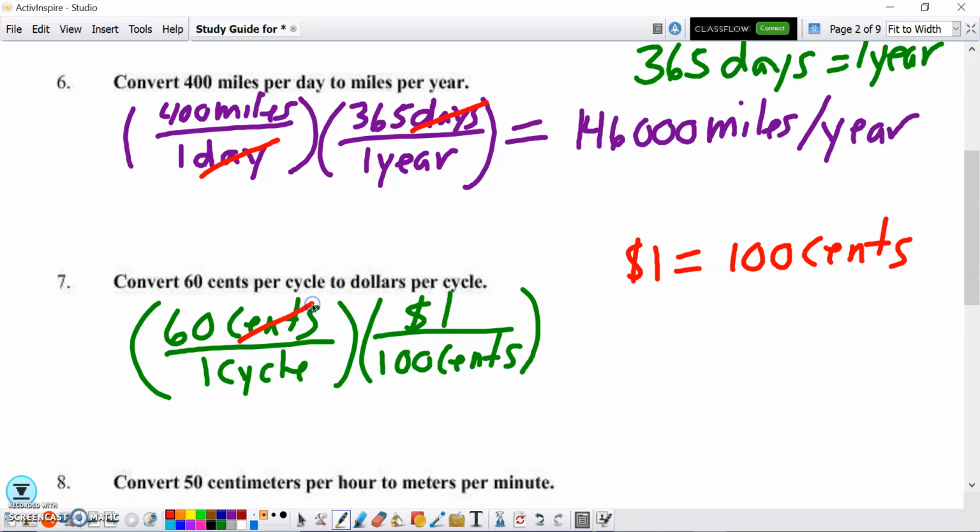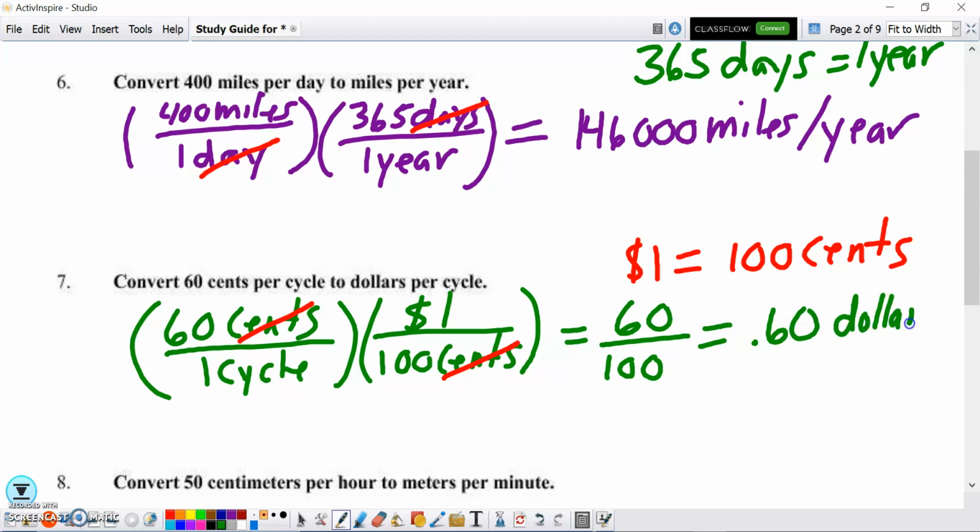So the cents will cancel out, and we're left with 60 over 100, and then that changes to 0.6 or 0.60 dollars per cycle. Turns out to be 60 cents per cycle, or $0.60.